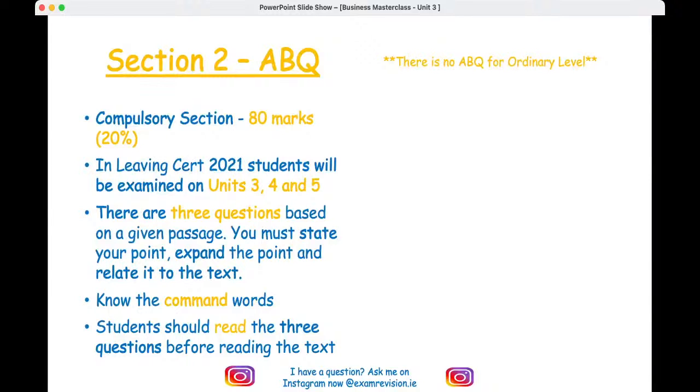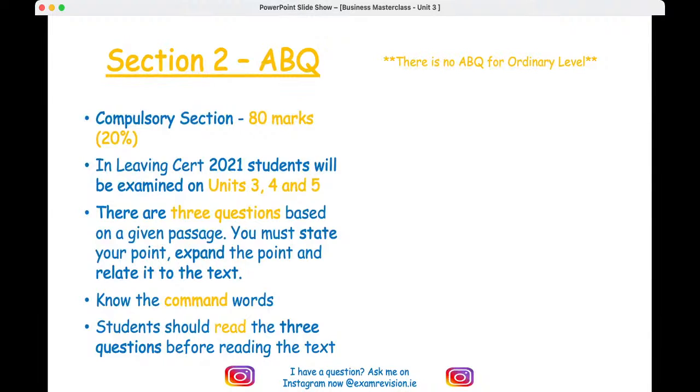There must be a link, and this is something we see so often where students don't make a relevant link. You need to know your command words, which I'm going to talk to you about further on in the slides. It's important that students read the questions before they read the text. Otherwise, you're going to waste time. So when you go to your ABQ, read the 3 questions you have.